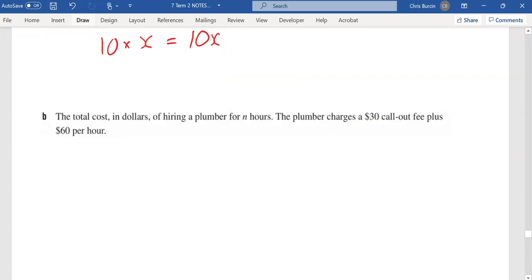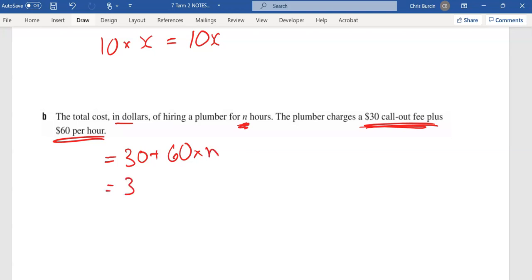Now, here's some real life stuff. Total cost in dollars for hiring a plumber for n hours. n is the number of hours we need this plumber for. So the plumber is going to charge a one-off fee. This call-out fee means no matter how long it takes the plumber to do the job, she's going to charge a $30 fee. And then that's the length of time at $60 per hour. So what we know is we have a $30 call-out fee. So that's got to be in there. And to that, we add $60. But how many $60? 60 times the number of hours we have. And we know that a better way to write that is 30 plus 60n.